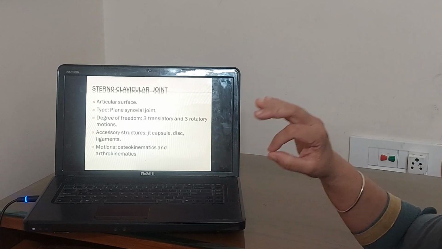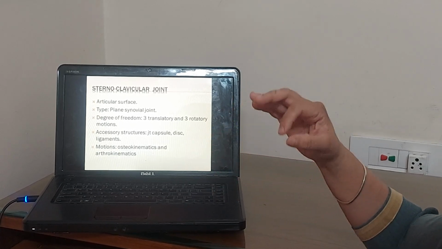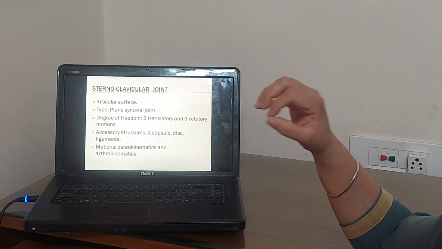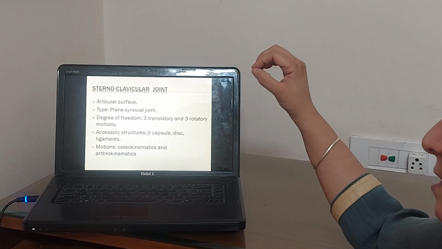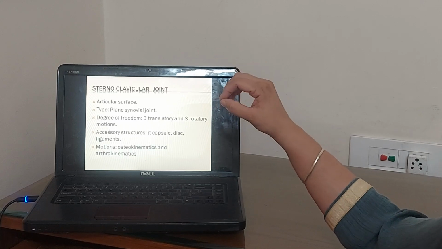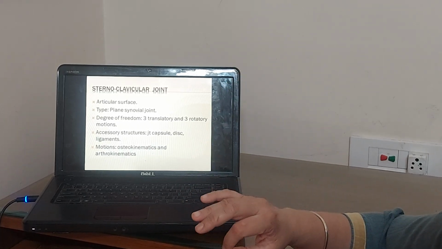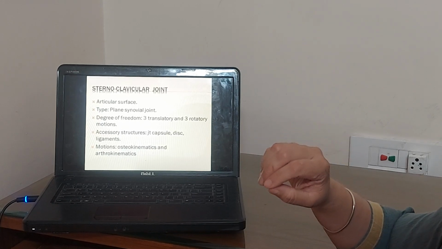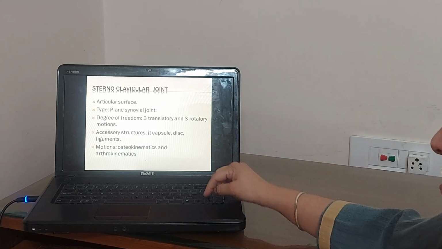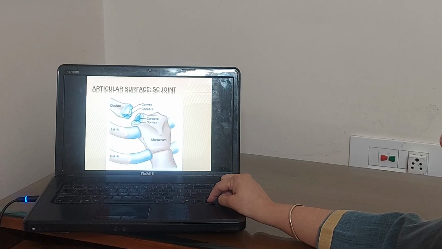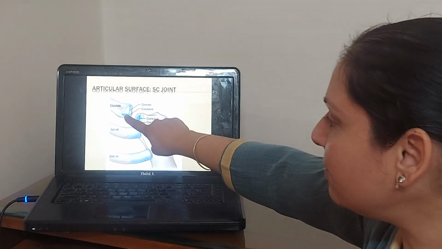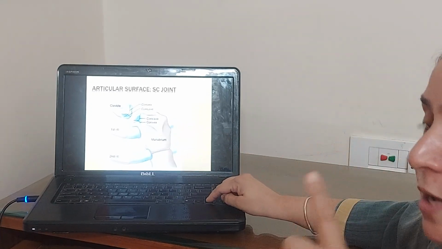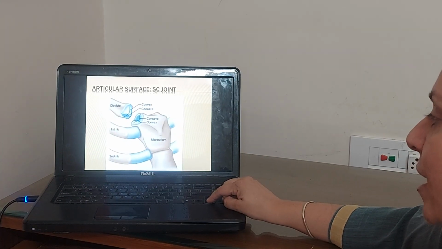It also has accessory structures. These accessory structures are the joint disc, which plays a very crucial role in the stability of the joint, then the joint capsule and its three ligaments. The three ligaments are the sternoclavicular ligaments, the costoclavicular ligaments and the interclavicular ligaments. Is this clear? With these images, this is for the articular surface. You can see the concavo-convex shape. We will be using this concavo-convex shape; it is very important when we learn about the osteokinematics and the arthrokinematics.